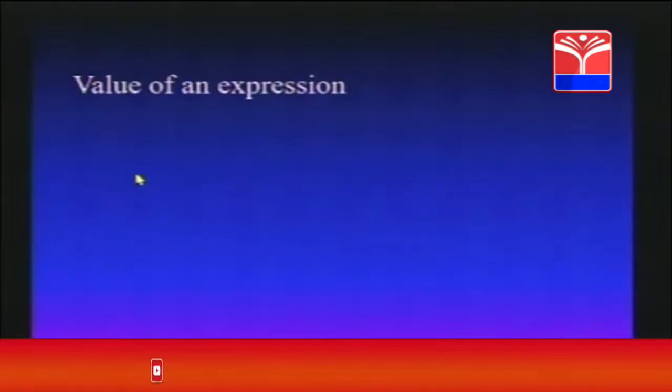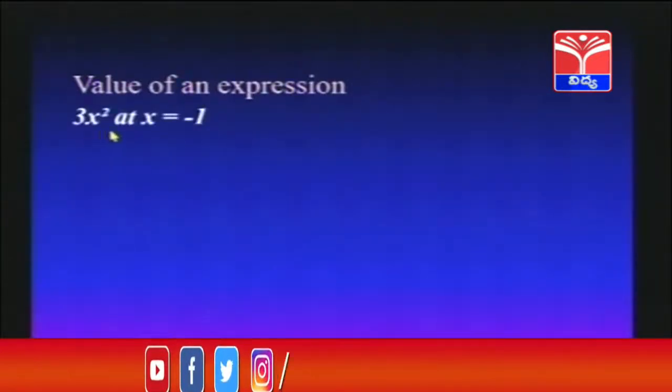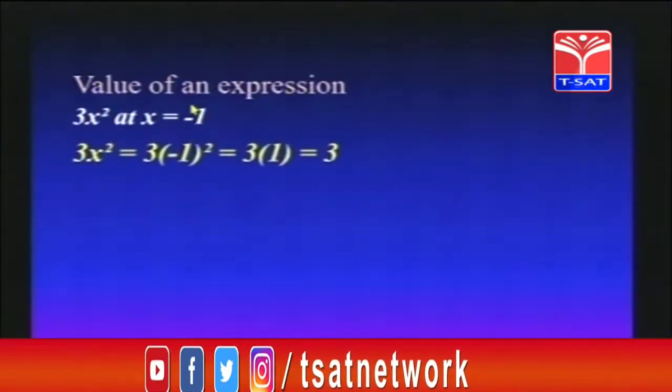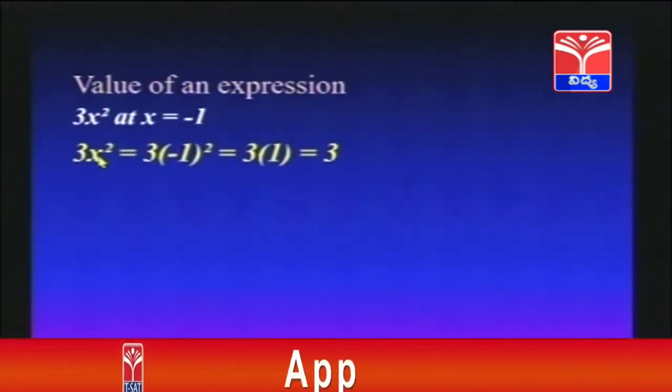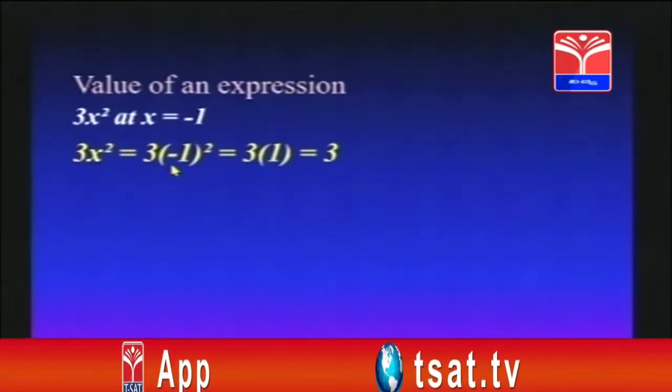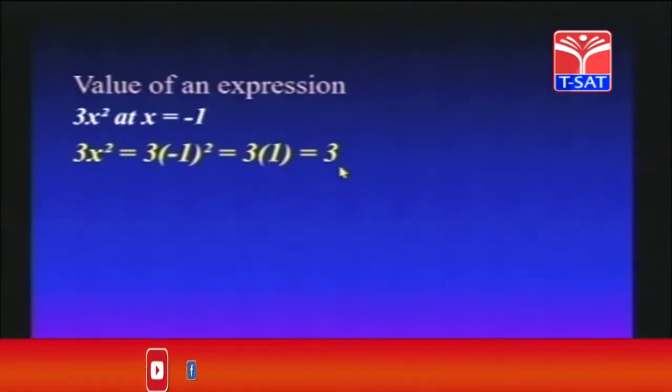Now let us see how you find the value of an expression. 3x square at x equal to minus 1. Now let us substitute minus 1 in place of x here. Substitute means in place of x we will write minus 1. Minus 1 whole square is 1, that is 3 into 1 is equal to 3.